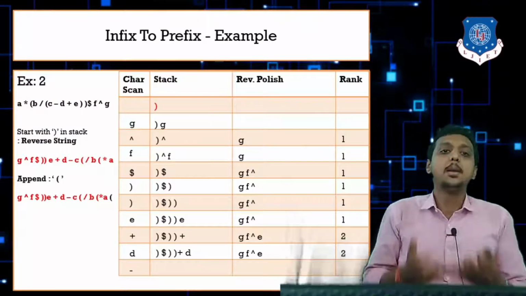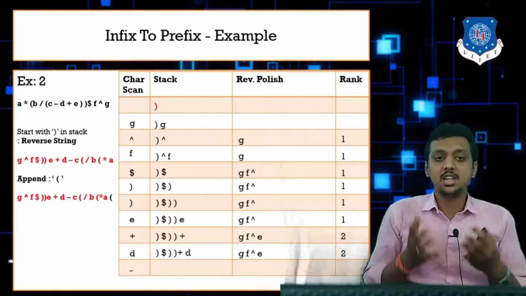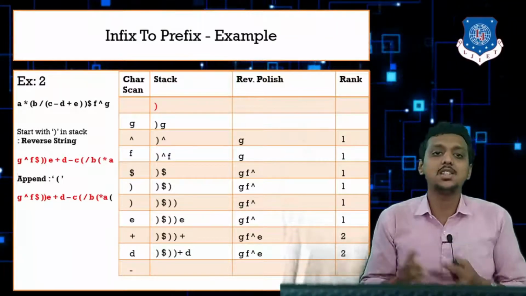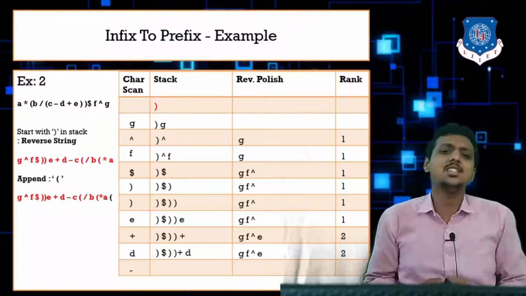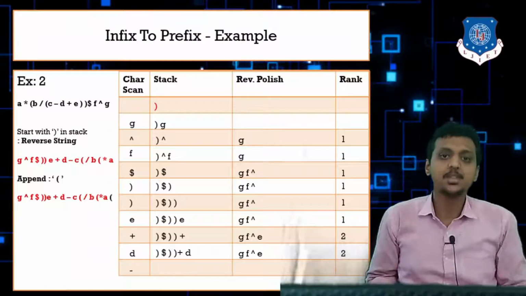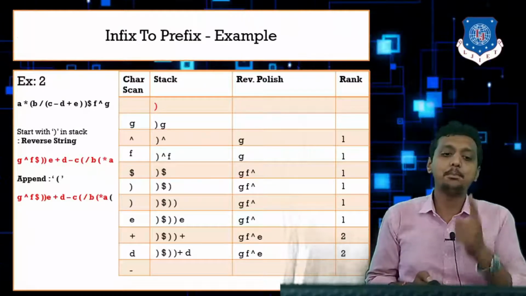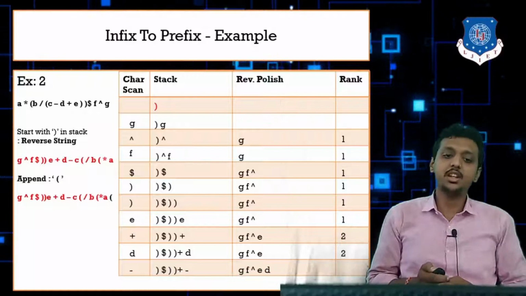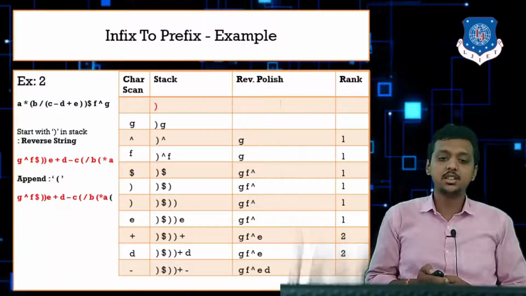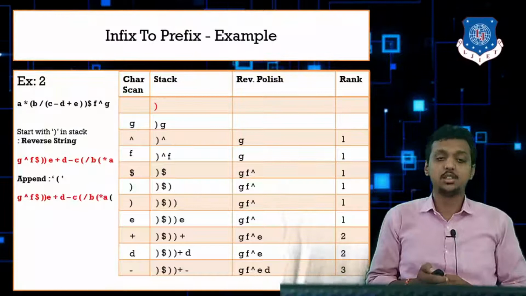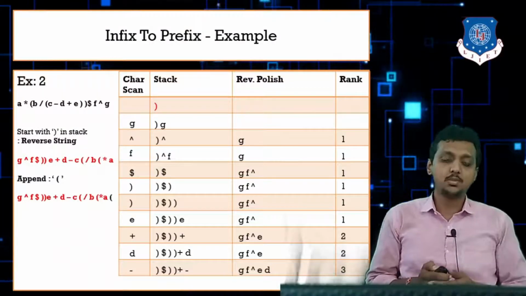So obviously, from the plus minus, we need to push minus inside the stack because minus contains higher precedence than plus over here. So first pop D and push minus. Here it is: GF caret ED, rank becomes 3. Now let's move towards the next.